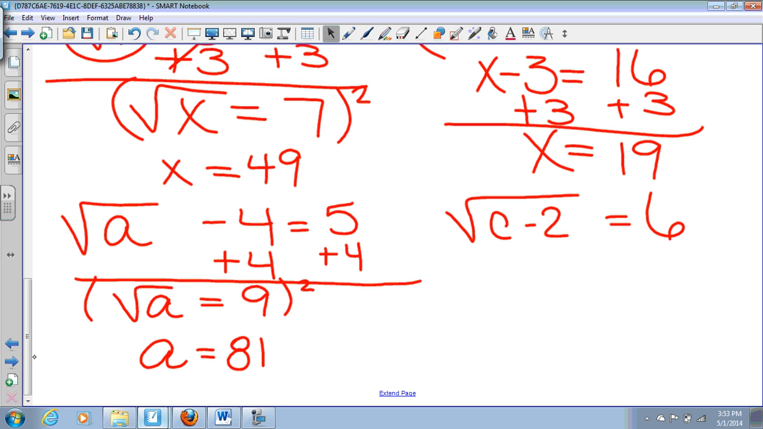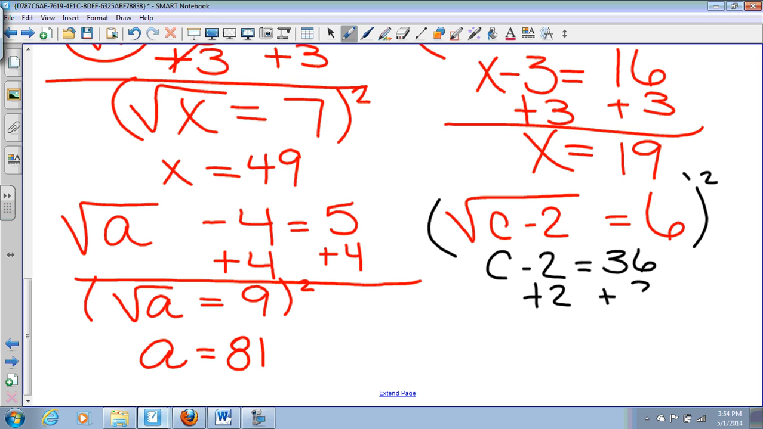So the square root of 81, which is 9, minus 4, is 5. Yes. Over on this side, we need to square first. So we have c minus 2 equals 36. We will add 2 to both sides, so c, in fact, equals 38. Is 38 minus 2, which is 36, and the square root of 36 is, in fact, 6.